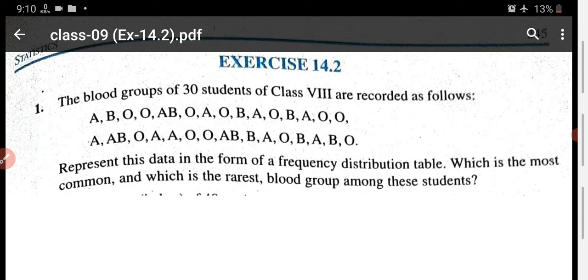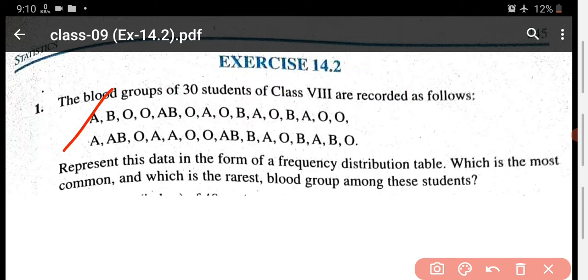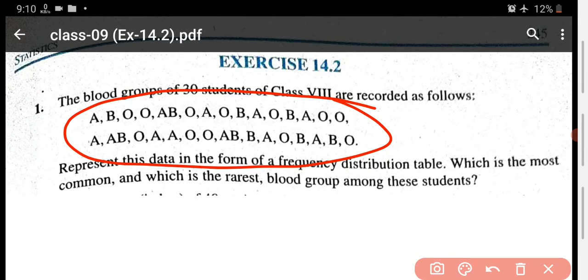So, your first question is: the blood group of 30 students of class 8 are recorded as follows. You have taken 30 students of class 8 and you have to ask them about their blood group. If you ask the first student, he says my blood group is A. Second one says B, third one says O, then O, and then AB. Like that, you have to maintain a record of the blood group of 30 students.